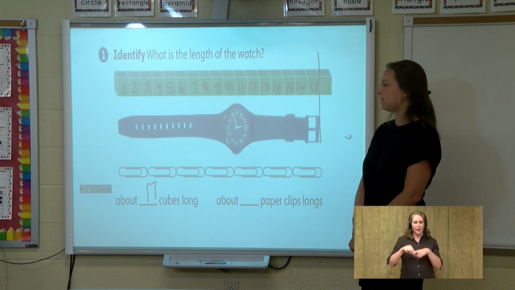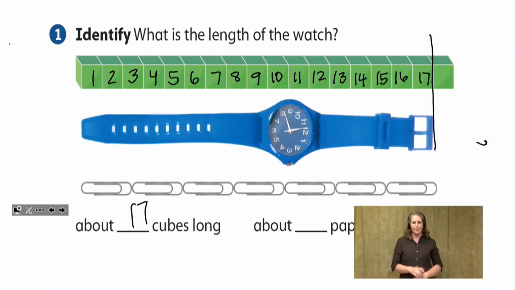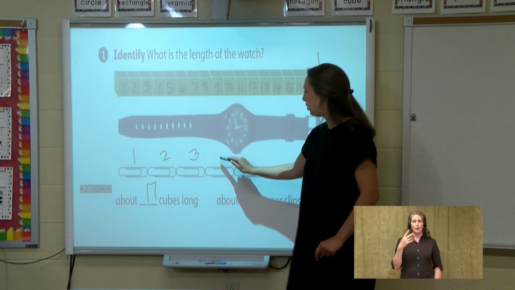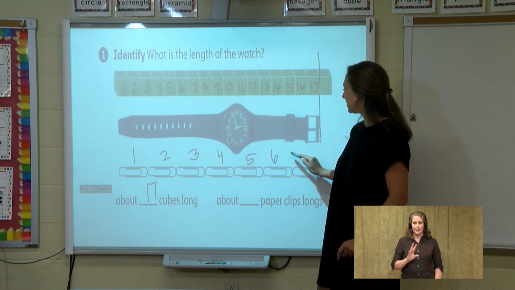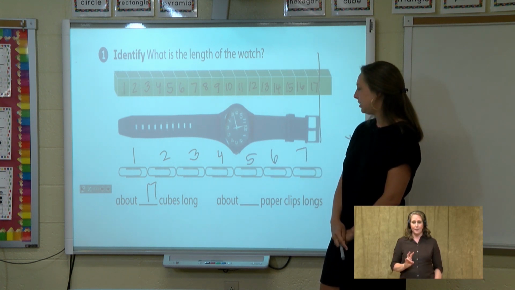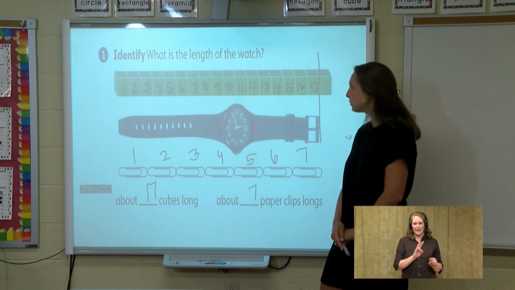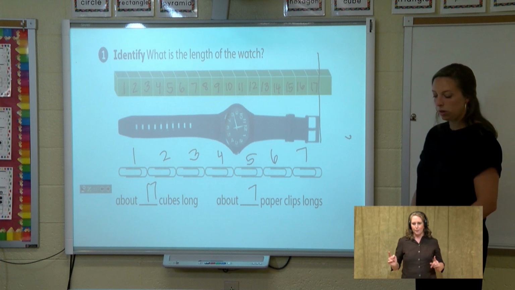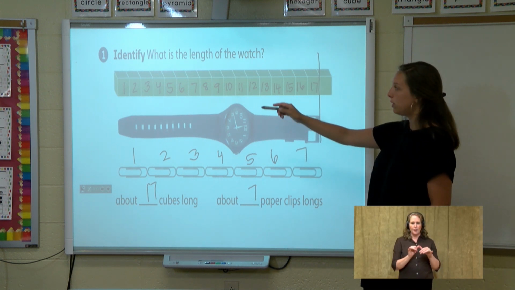What about the paper clips? How about you try to count the paper clips? Remember, each one stands for 1. Let's count. 1, 2, 3, 4, 5, 6, 7. The watch is about 7 paper clips long. When you are measuring, make sure you mark a line where it stops and where it starts.